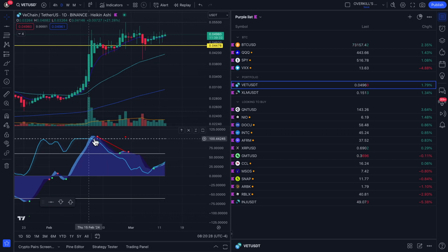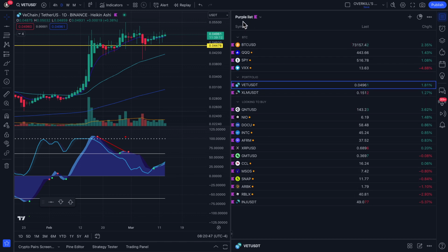When the stochastic gets back up there to 100, that's when I'm going to offload, and I'm probably either going to go into cash, or I'm going to find some other names on my watch list. You guys can see this is my looking to buy list right now. Okay, we got QNT in there. We got some stocks, XRPs in there. Snapchat, I really like Snapchat. And there's some other stocks and stuff in there.